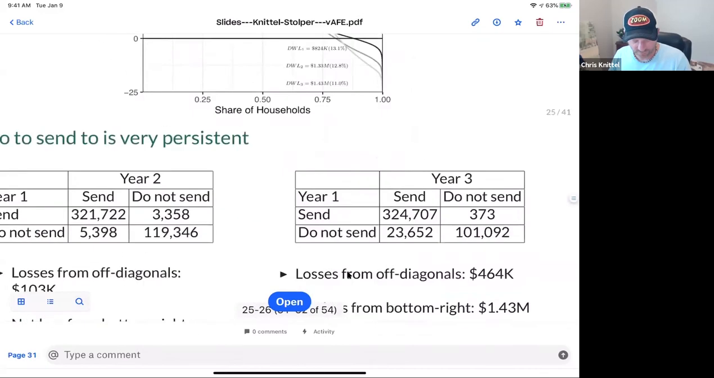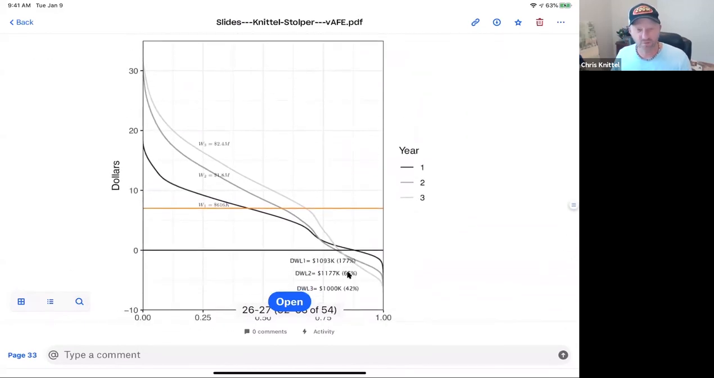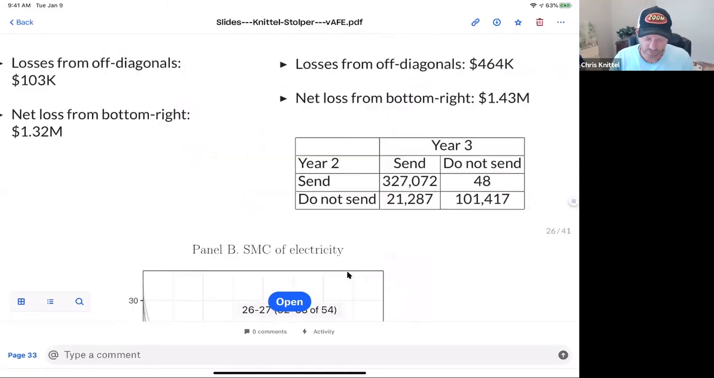From society's perspective, though, all of a sudden deadweight loss can be larger than the maximized welfare, because the benefits of sending these reports are smaller since you're using a smaller price of electricity. At the end of year 3, the deadweight loss is still 42% of the maximized welfare. So that's the benefit of targeting here. What you would do is stop sending it to about 30% of the households. The gains are larger, but the deadweight loss is also larger.